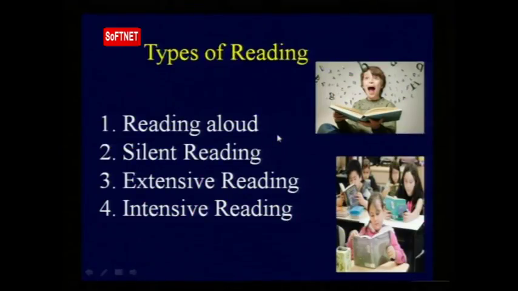Now, the different types of reading. There are 4 different types of reading: reading aloud, silent reading, extensive reading and intensive reading. Now, the first one is reading aloud. Now, if you see the picture here, we find that the boy is opening his mouth completely to read something from the text. Now, reading aloud is very important. When you read aloud, you have to see that you pronounce the words correctly. You have to take pace and pause into consideration, the intonation and the stress of the words when you read aloud.